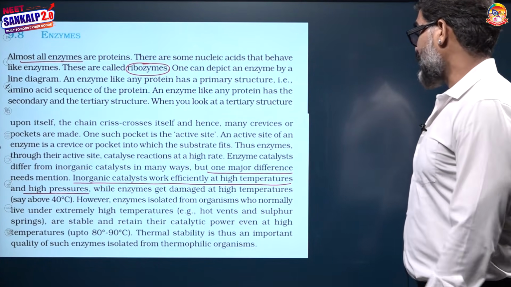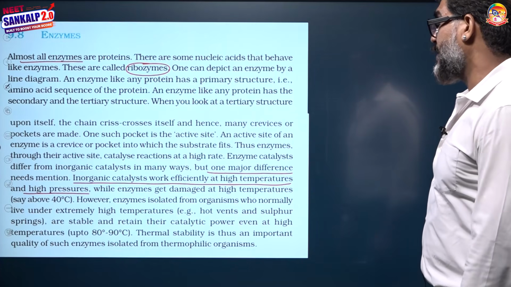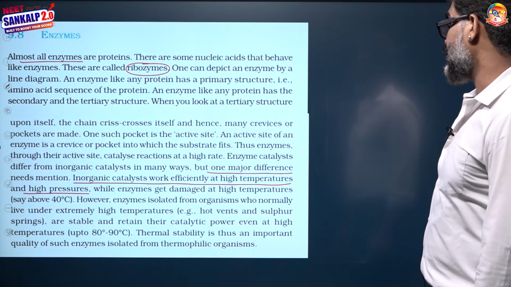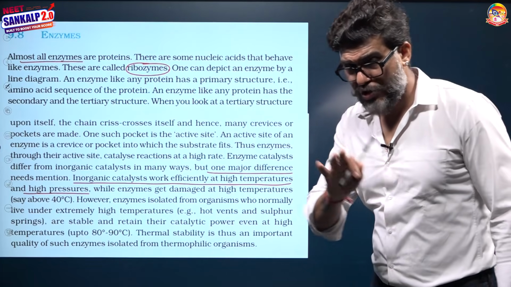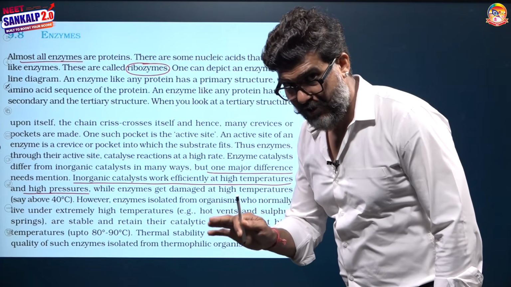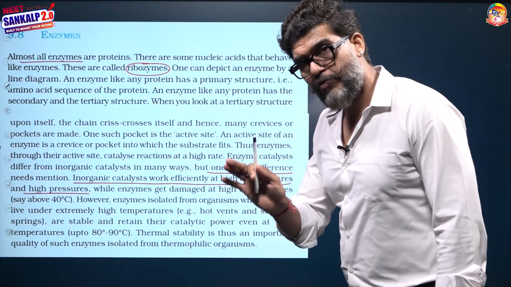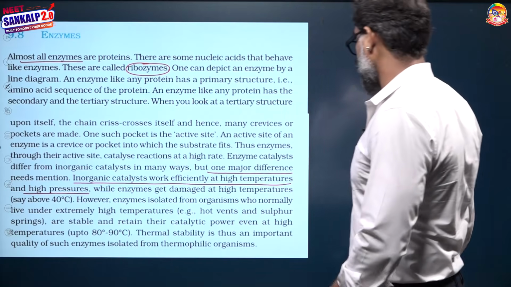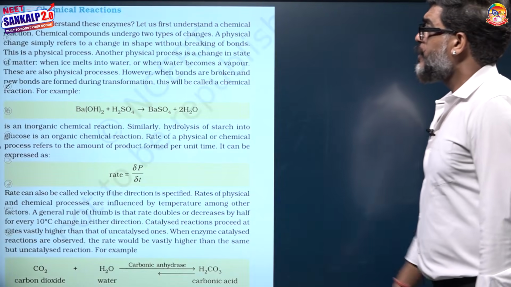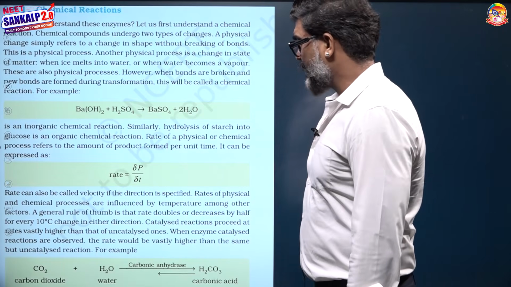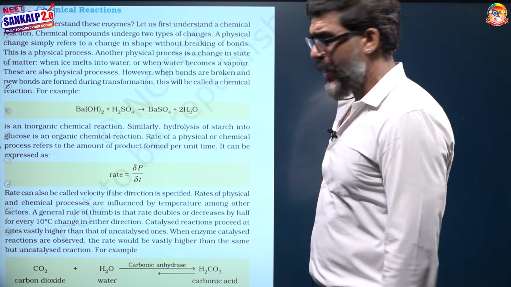However, some enzymes isolated from organisms that normally live under extreme conditions can work even up to 80 to 90 degrees centigrade. But this is not a normal range of enzyme working. In general, enzymes tend to work below 40 degrees centigrade. Then again, the chemical reactions part is given. It is a very simple paragraph.